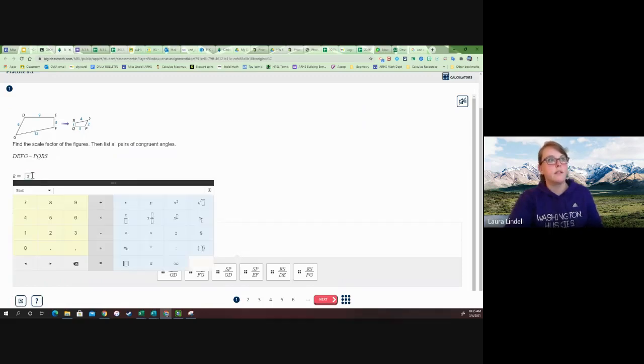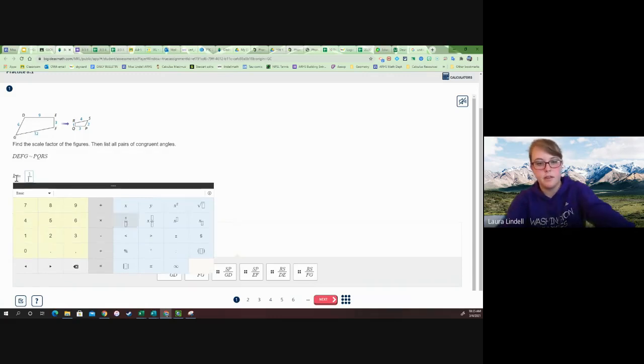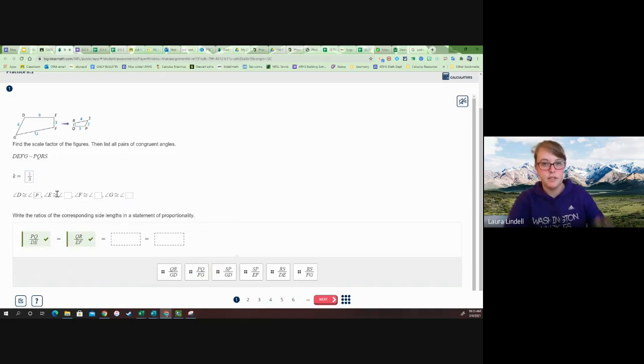Oh, and this one they didn't, that's kind of annoying. They didn't specify if they wanted the scale factor to be from this one to this one or from this one to this one. So if that happens in this case, I think they're just looking for 1/3, which is the other version of the scale factor. Yeah. Okay.